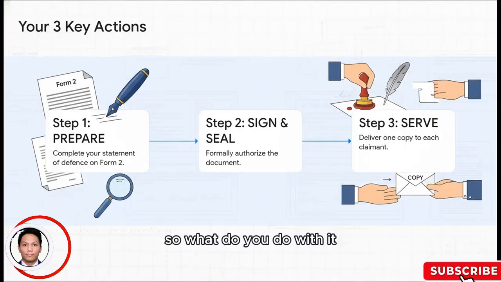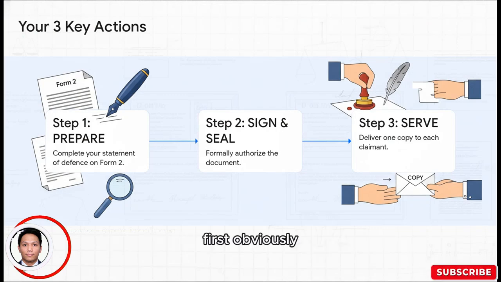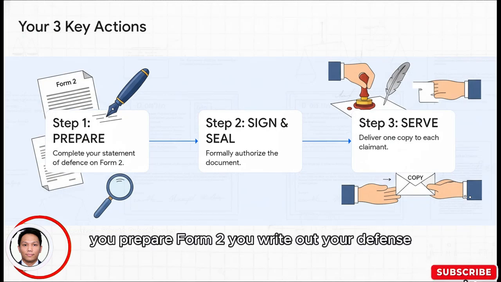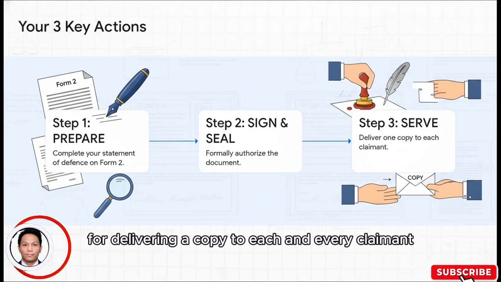So what do you do with it? Well, it's these 3 key actions right here. First, obviously, you prepare Form 2. You write out your defense. Second, you sign and seal it. That makes it official. And third, you serve it. That's just the legal term for delivering a copy to each and every claimant.